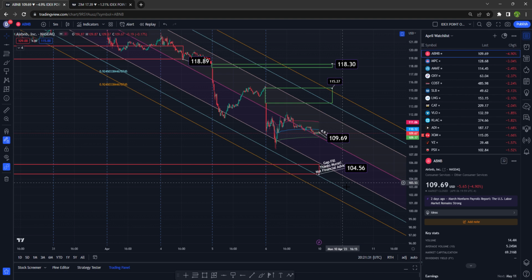Thank you to Marat for pointing this stock out. He says he's interested in trading this one next, so I'll be keeping my eyes on that.